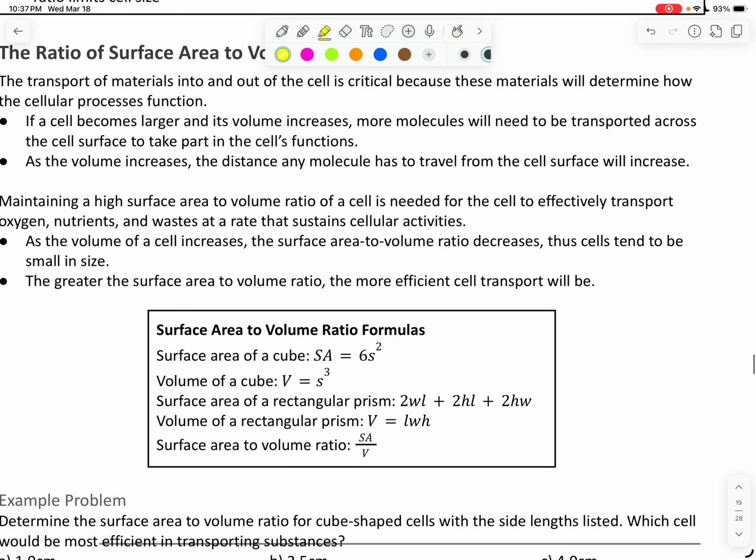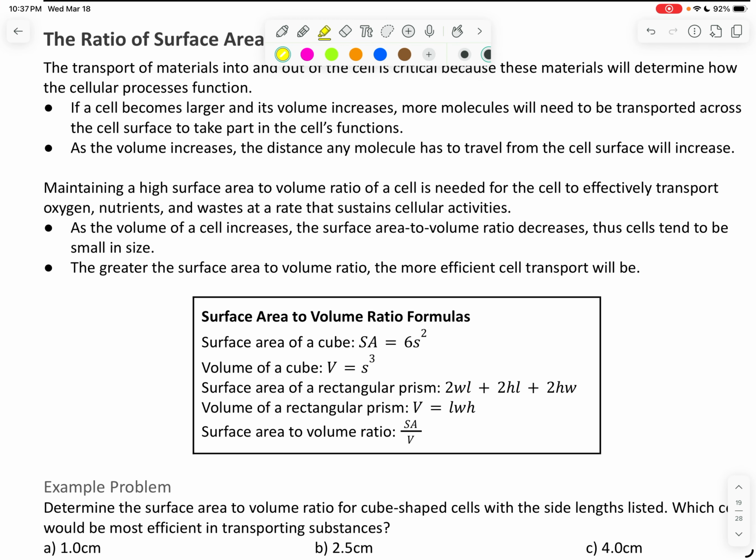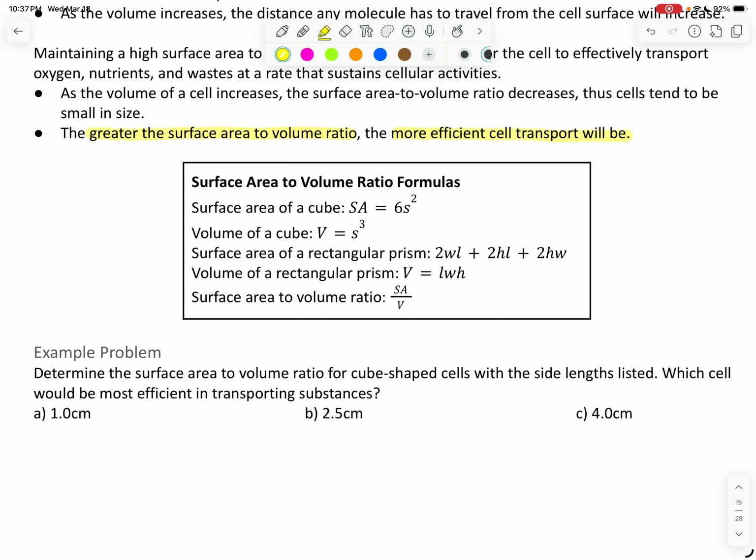It's a very simple calculation. The greater the surface area to volume ratio, the more efficient the cell transport will be, okay? Now, if you can do grade 8 math, you can totally do this. It is going to be a lot easier. I know a lot of you guys are taking math 20 IB. Yeah, it's a lot easier than that. So you're welcome. Okay, so let's just get started.